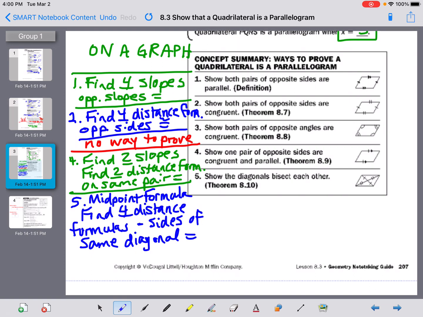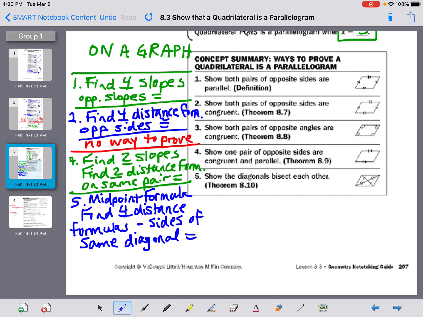So here's the deal though. If you're given a graph and you have to show how it's a parallelogram, you really, for the most part, get to choose which one of these 5 you do. Obviously, number 3 is not a choice. So you have 4 to choose from. You can either find 4 slopes, you can find 4 distance formulas, you can find 2 slopes and 2 distance formulas, or you can do the midpoint formula and then 4 more distance formulas. So you decide which one you are the most comfortable with. You do that, but make sure you show me the math that goes with it.